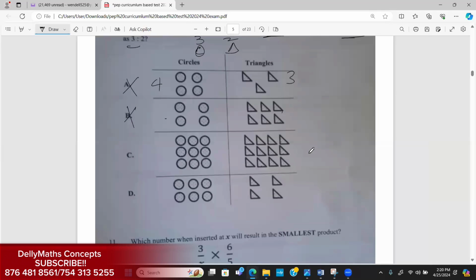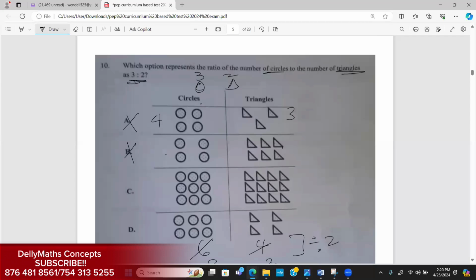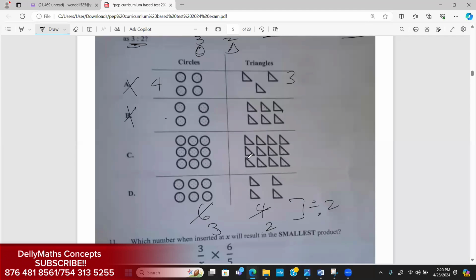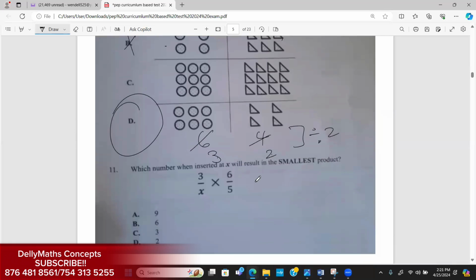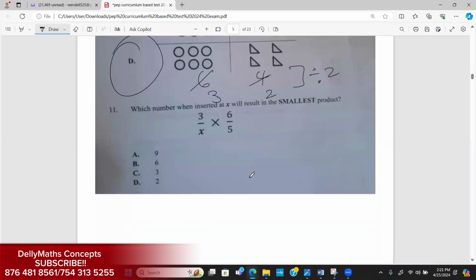All right, D looks good. 6 to 4. If I divide all of this by 2, 2 into 6 is 3, 2 into 4 is 2, and I'm seeing 3 to 2, as they ask us to represent: circle to triangle. So D is the pick for number 10. Number 10 is D, all right? Let's keep rolling. Come on.